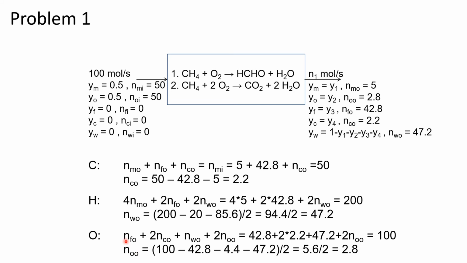The last unknown is the flow rate of oxygen coming out, and we're going to use the oxygen balance to determine that. On the left-hand side here is the flow rate of oxygen out. This is equal to the flow rate of formaldehyde, which is 42.8, plus 2 times the flow rate of CO2, which is 2.2, plus 1 times the flow rate of water, which is 47.2, plus 2 times the flow rate of oxygen out. That's equal to oxygen in, which we already determined is 100. This is an equation we can solve pretty easily for the flow rate of oxygen out, and we find it's 2.8. So we completely solved the problem. We completely determined the flow rate of the stream that leaves the reactor.